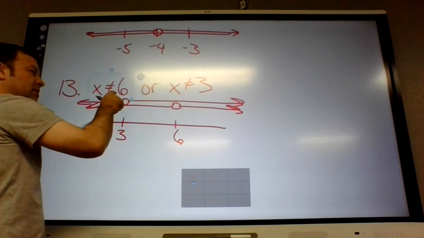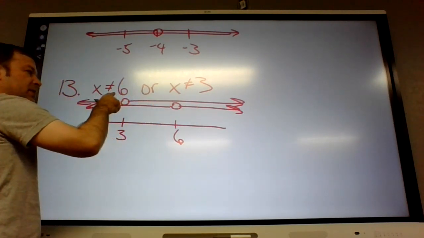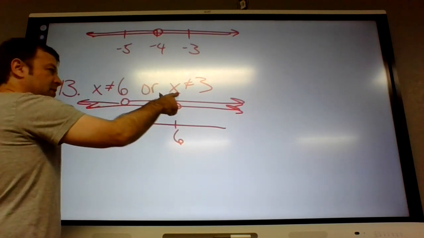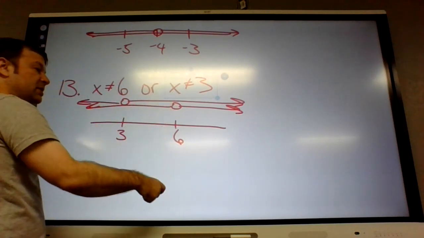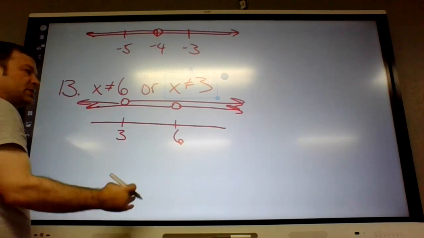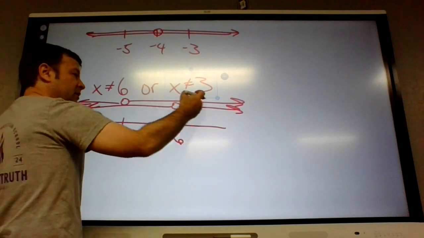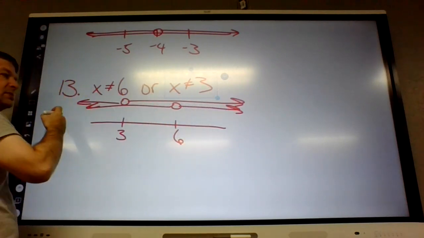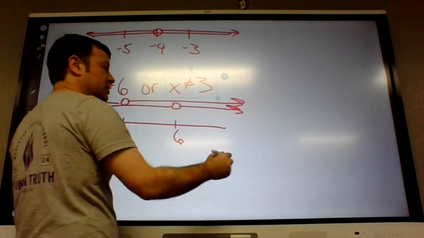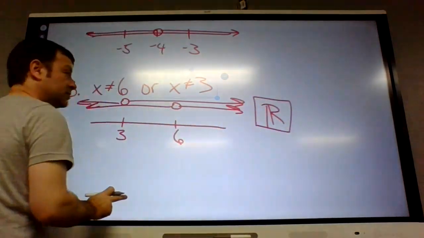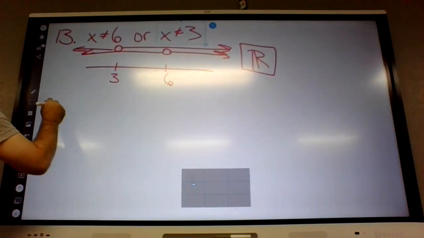It's not equal to 6. It's not equal to 6, so it's okay. Is 6 not equal to 6 or not equal to 3? Yes, because it's not equal to 3. So every number is covered by one of these. Like, if you look at my graph, which you don't have to graph, every number is covered by one of these. So it's all real numbers. And you don't have to graph it, so we'll just write that.